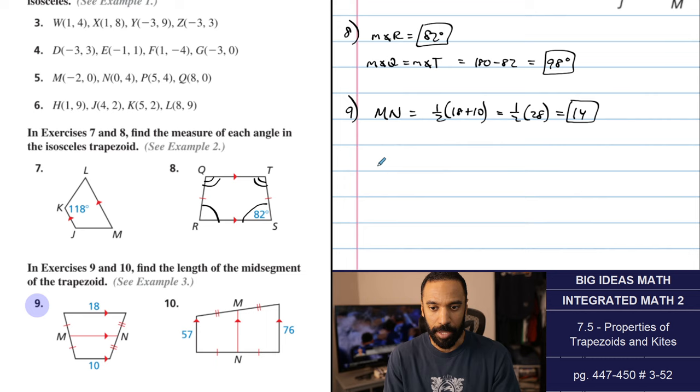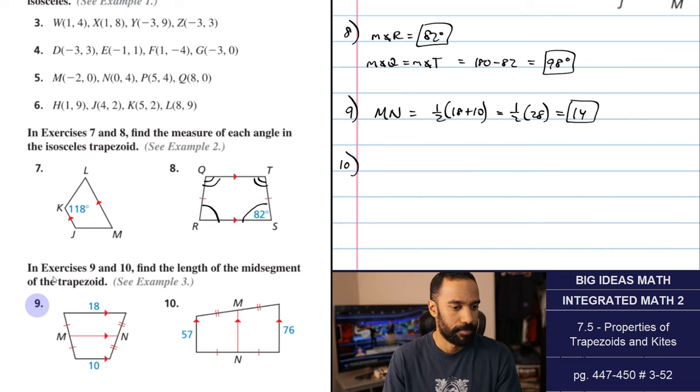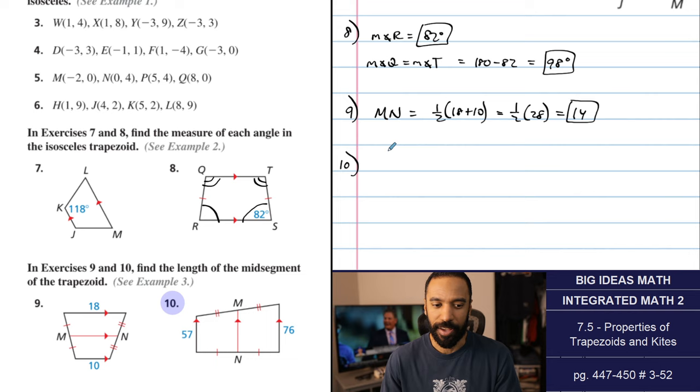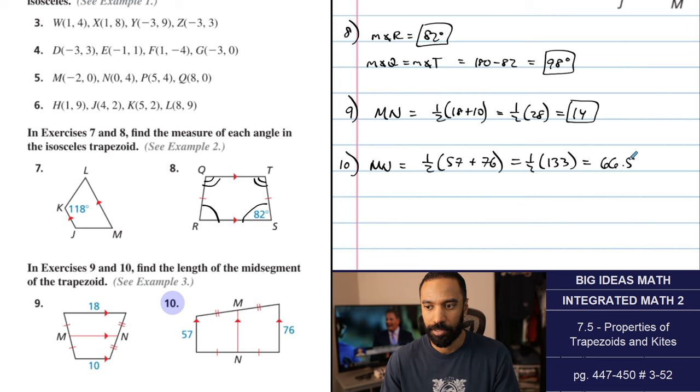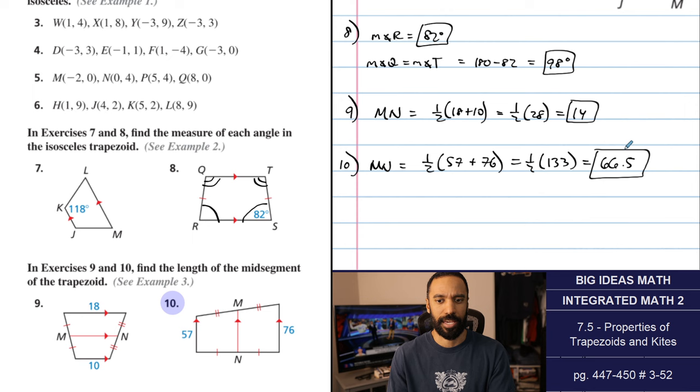Number 10. Same-ish. Looks like we'll have a decimal value this time. The length of MN is half of 57 plus 76, which is half of 133, which is 66.5. Be sure of that. 9.5 away. Yeah, that'll work. Okay. See, I like quick questions like that.